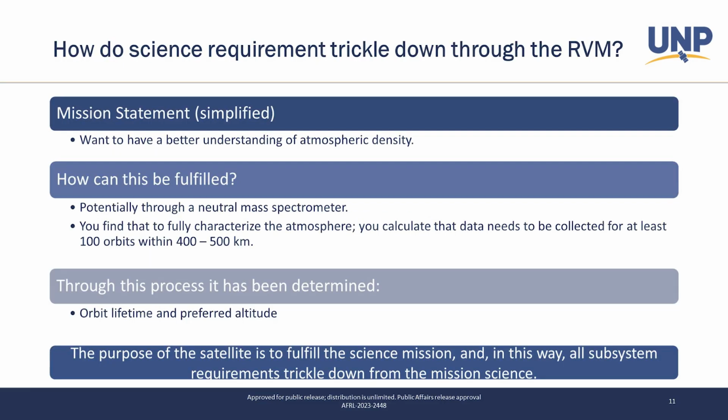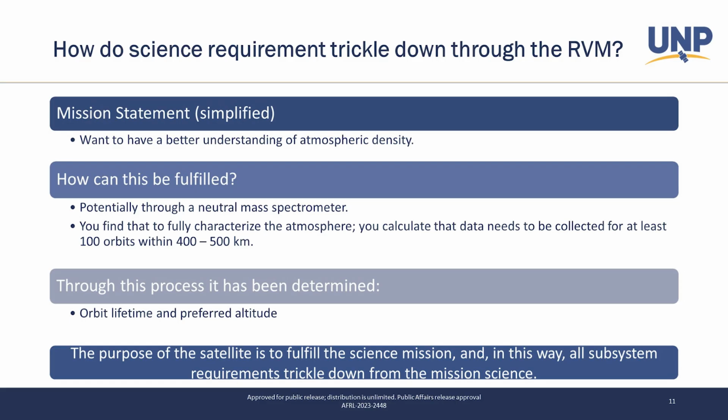How do science requirements trickle down through the RVM? Here's a simple example. This was stated in the user's guide, but I think it's good to go over. A simplified mission statement could say something like, we want to have a better understanding of atmospheric density. How can this even be done? Probably through some hardware component, potentially a neutral mass spectrometer. You investigate the spectrometer and you find that to fully characterize the atmosphere, you calculate that data needs to be collected for at least 100 orbits within 400 to 500 kilometers.